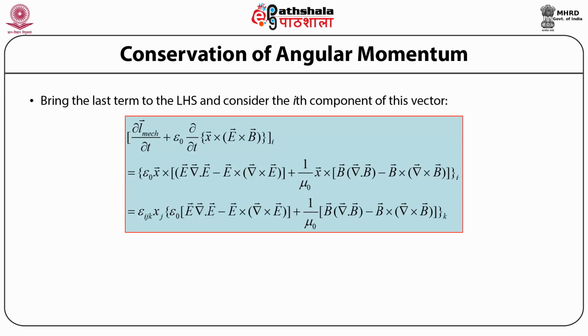And then this, in the tensorial notation using the permutation tensor, can be written as equal to epsilon ijk, that is epsilon subscript ijk, times position vector x subscript j, that is the j component of the position vector, times bracket open, the terms within the bracket being the k component, so bracket open epsilon naught times within brackets electric field times the divergence of the electric field minus the vector product of the electric field with the curl of the electric field, bracket close, plus 1 upon mu naught times bracket open magnetic field induction vector times the divergence of the magnetic field induction vector minus the cross product of the magnetic field induction vector with the curl of the magnetic field induction vector, bracket close, whole bracket close, subscript k.